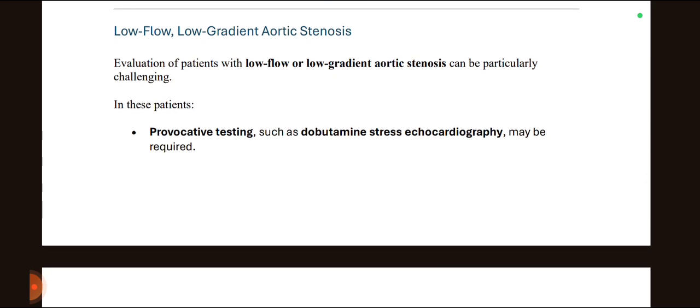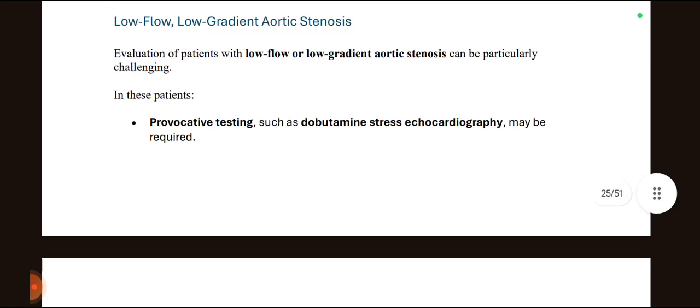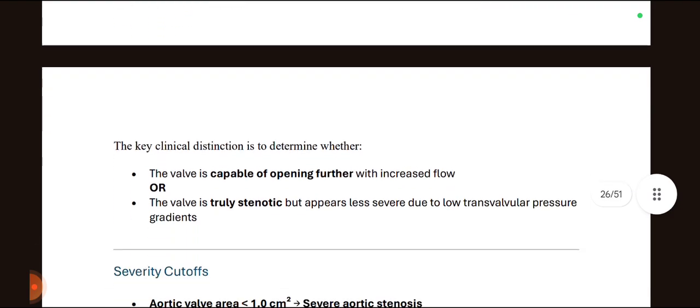So types हो सकते हैं aortic stenosis के. One is low flow, low gradient aortic stenosis. Evaluation of patient for this can be particularly challenging. In these patients, provocative testing such as dobutamine stress echocardiography may be required.